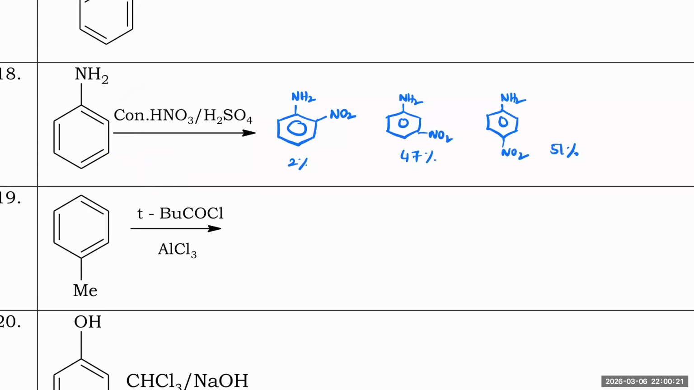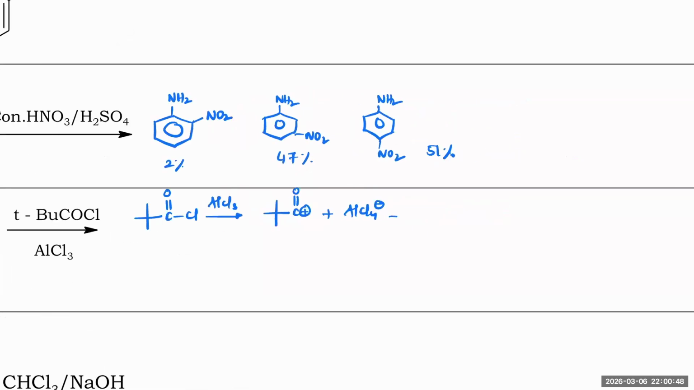Okay, next one. Tert-butoxy group here. See, I told you about this. This is the limitation of the Friedel-Crafts acylation. That is, C double bond O Cl is there. If you treat this with AlCl3, first you will get C double bond O plus, plus AlCl4 minus. Got it? And then this group will be in an unstable form.